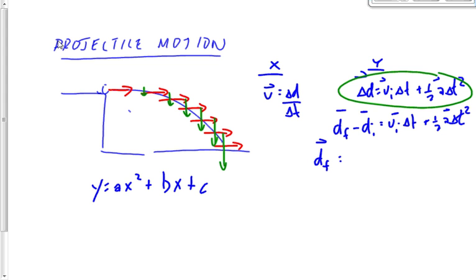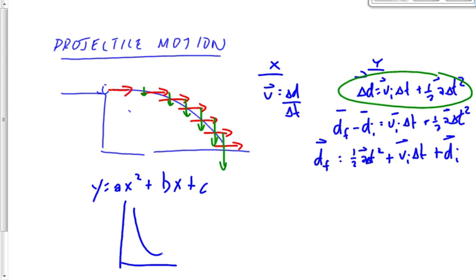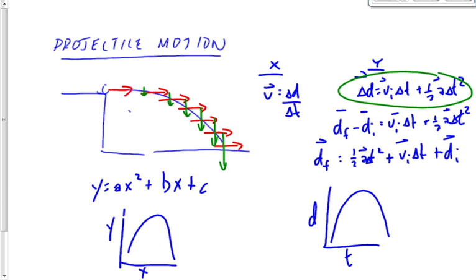Let's say dF is equal to 1 half AT squared plus VIT. Now let's take the dI over by adding. Is that okay? Is that the same thing? dF is equal to 1 half AT squared plus VIT plus dI. Well, this equation would describe this graph. This graph, which is a parabola, or this graph, which is a parabola. So y and x. This equation would describe this graph, d versus t, in a shape that looks like this.